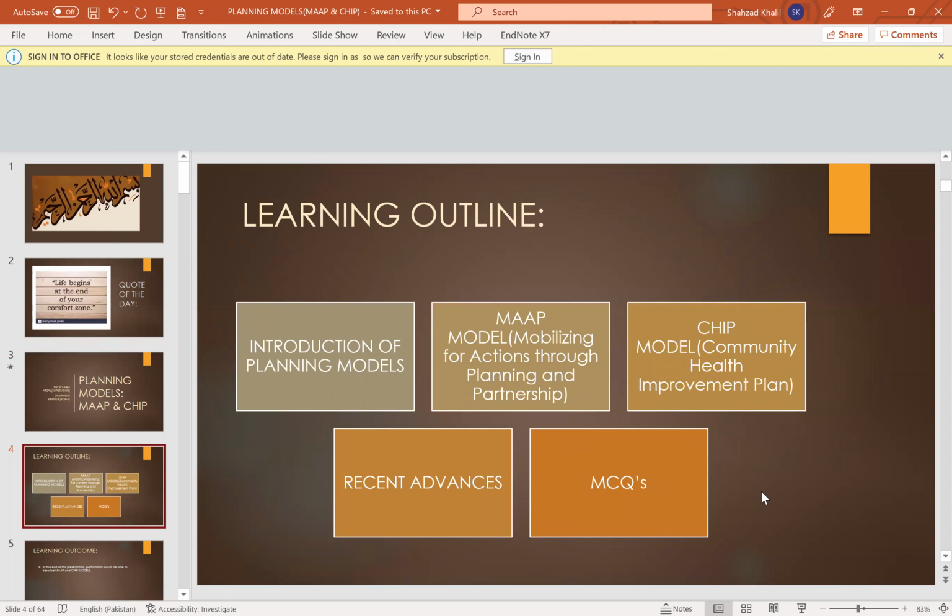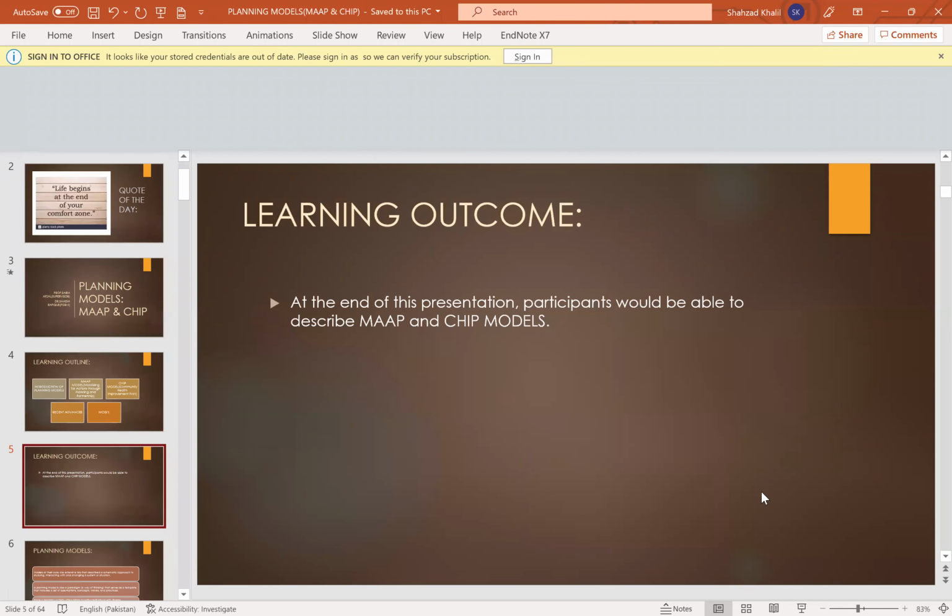Today my topic of presentation is planning models, MAP and CHIP. Learning outlines include the introduction of planning models, MAP model, which is Mobilizing for Action through Planning and Partnership, CHIP model, Community Health Improvement Plan, recent advances and multiple choice questions. At the end of this presentation, participants would be able to describe MAP and CHIP models.